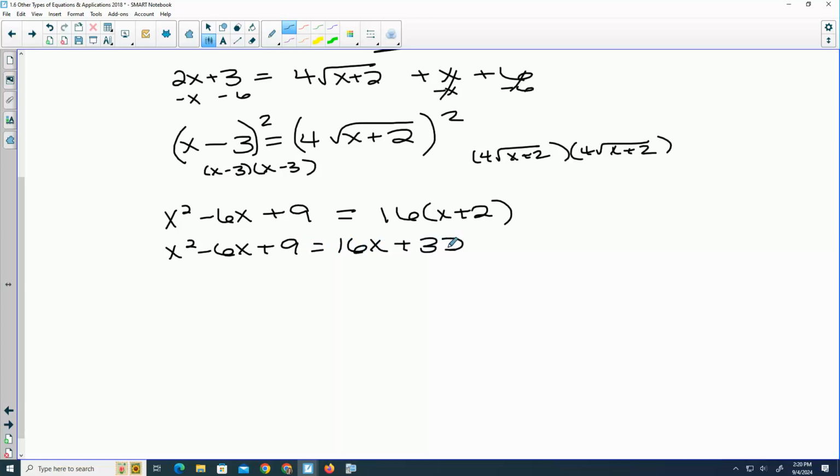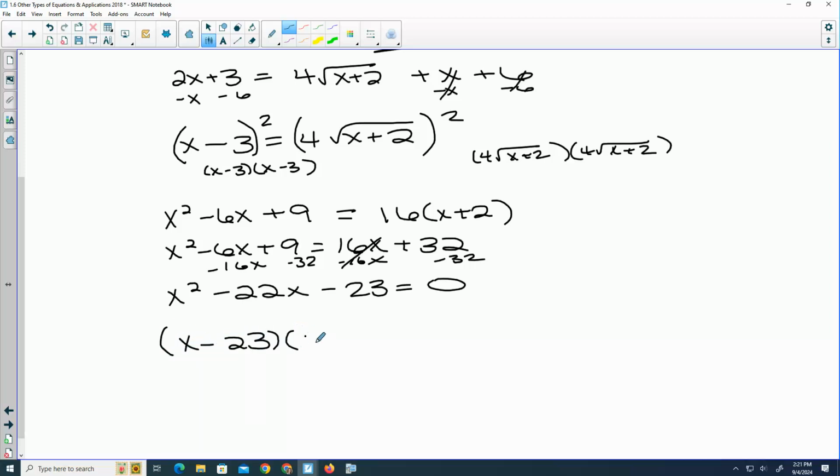Plus 32. It's a quadratic, so we need to set it equal to 0. So if I subtract over my 16x, 22x, subtract my 32, does that factor? 23, +1. Set those equal to 0, and we get 23 and -1. Okay, am I done?